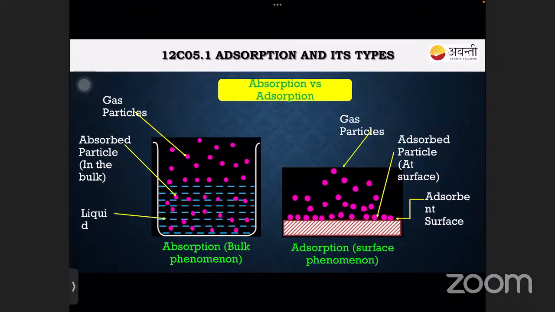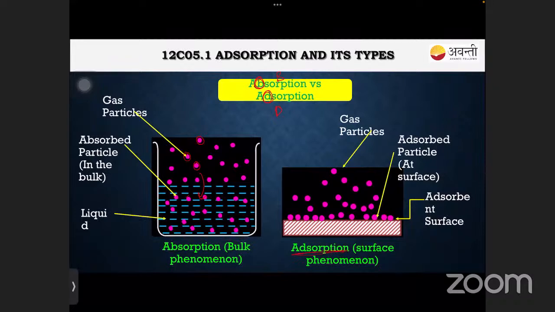Now you can see here once again, adsorption versus absorption. Absorption with a B, adsorption with a D. Now see here, in the first case we have absorption. What is happening? The gas particles are going inside the solvent, and they are going inside the bulk of the solvent uniformly. Clear?